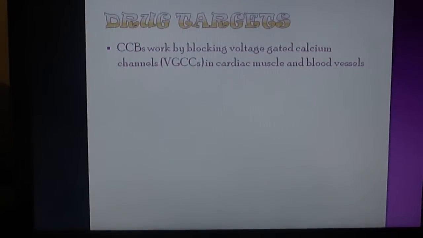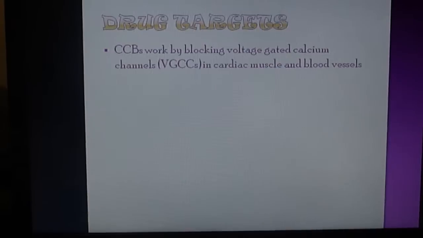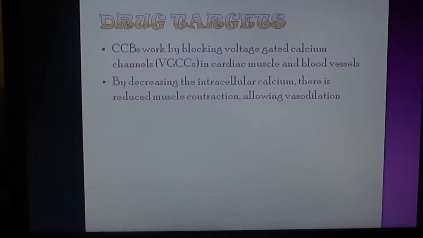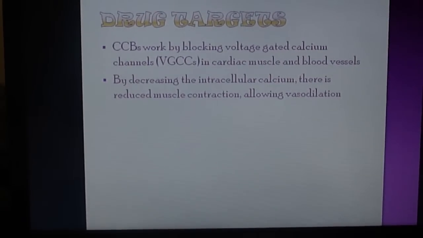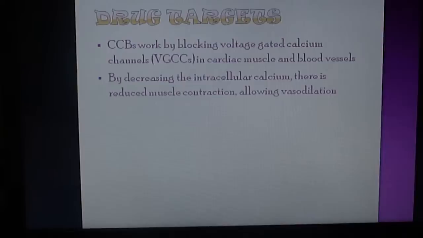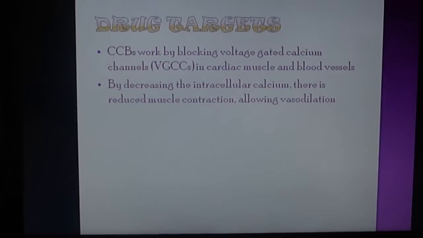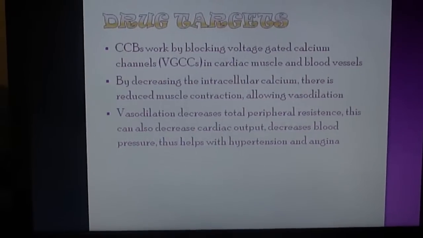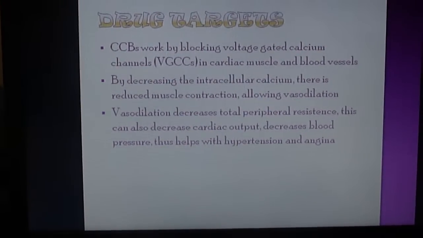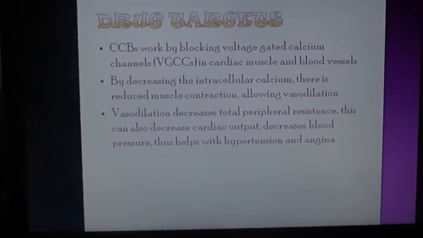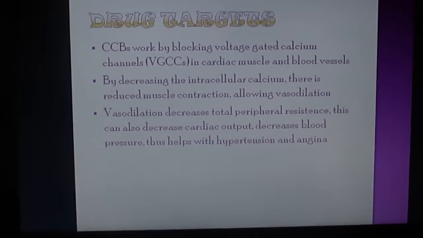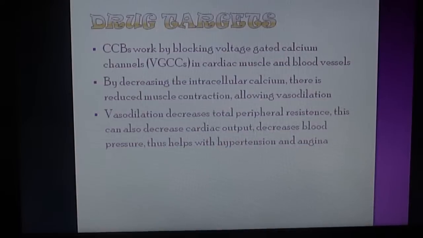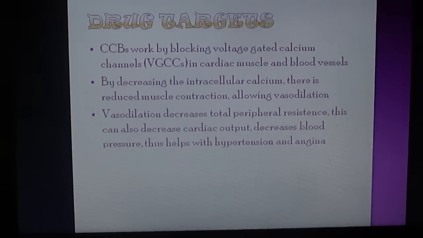Calcium channel blockers work by blocking voltage-gated calcium channels in cardiac muscle and blood vessels. By doing this, they decrease the intracellular calcium, and so there is a reduced muscle contraction, allowing vasodilation. Therefore, vasodilation decreases total peripheral resistance, and this can also decrease cardiac output, which helps with blood pressure in that way because it decreases blood pressure, the pressure around the walls, and it helps with angina as well.